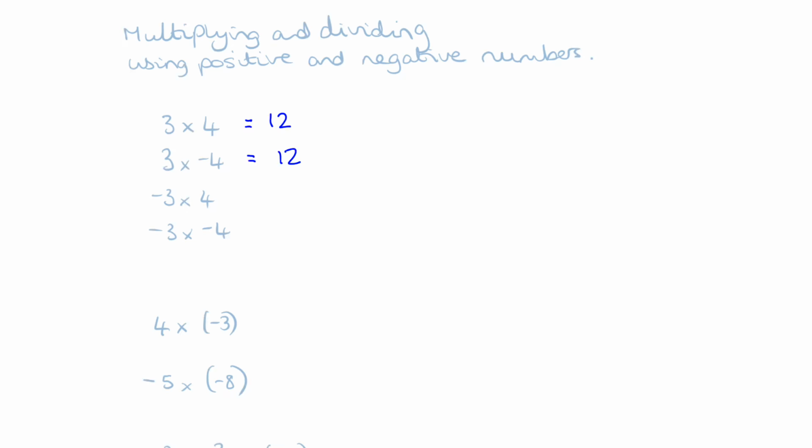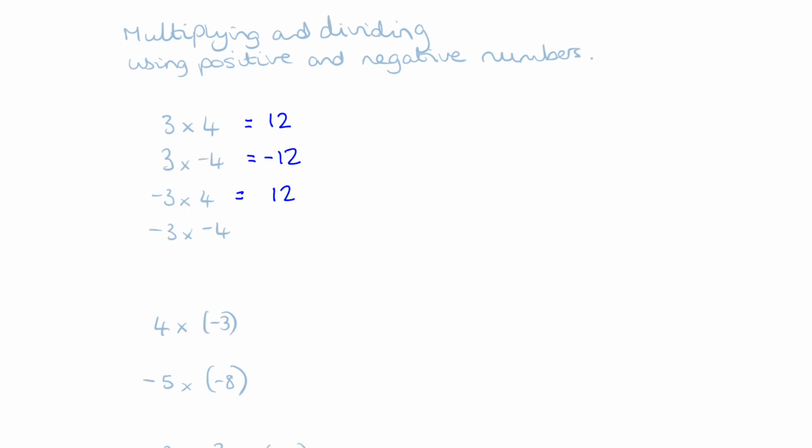Okay, so at the moment, this 3 is positive. So when we multiply it by a negative, it switches the sign. So now it's negative. Okay, same sort of idea here. It's going to be a kind of 12. And we're starting off with negative 3 and multiplying it by 4.